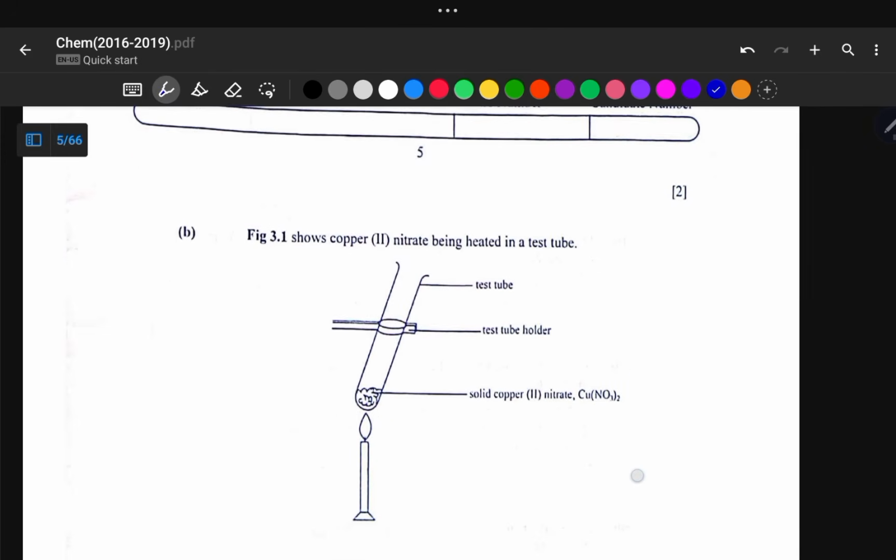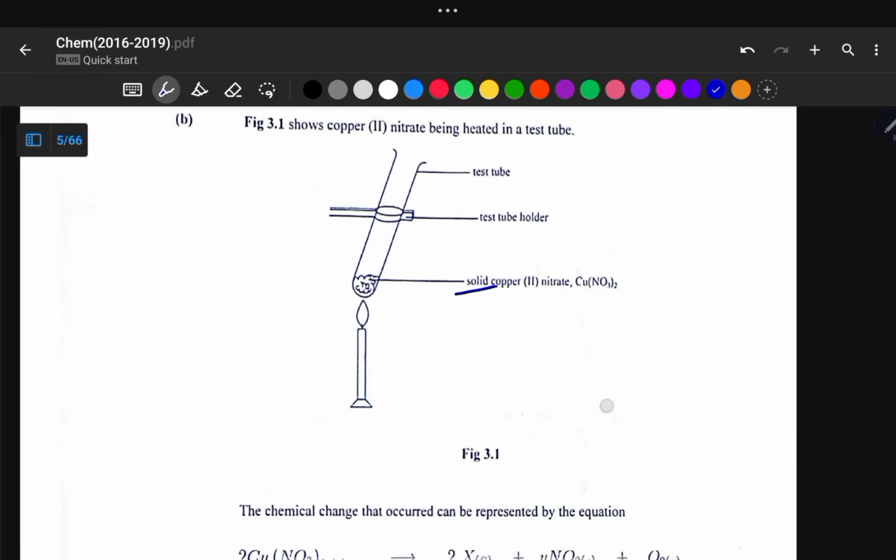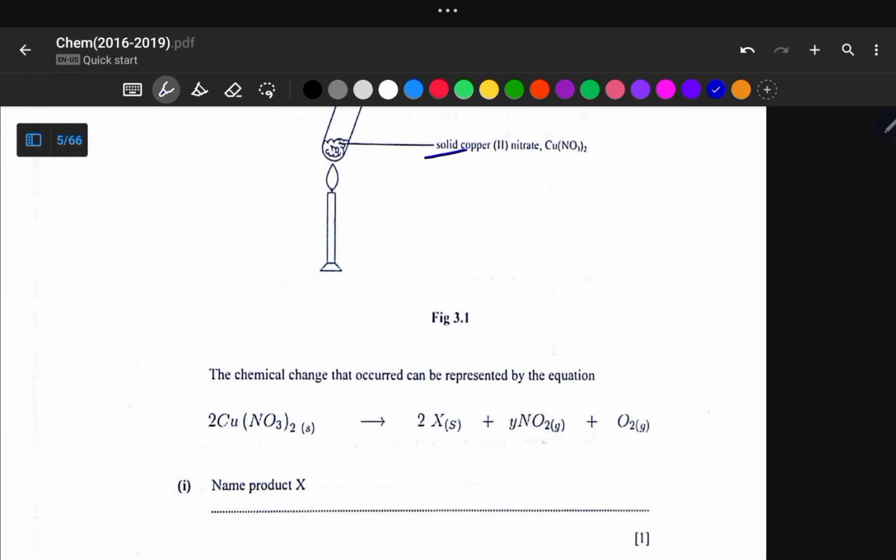Fig 3.1 shows copper 2 nitrate being heated in a test tube. So we've got the test tube, copper 2 nitrate in the solid phase, and the test tube holder. So we've got this equation. You should know that the decomposition of a metal nitrate will give the metal oxide. So you've got the metal oxide, right? And for lithium, we have lithium oxide, right?